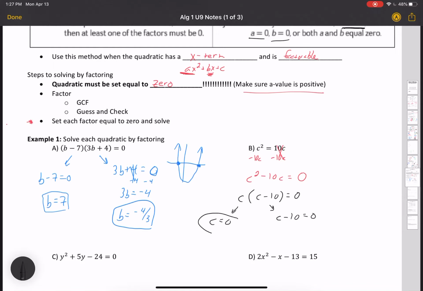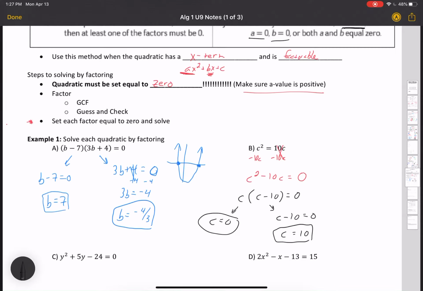Well, with our first factor, that's already done. C's by itself. C equals 0. And then in our second factor, when we solve this one-step equation, we get C to be 10. Those were our two solutions, our x-intercepts, our roots, our zeros.